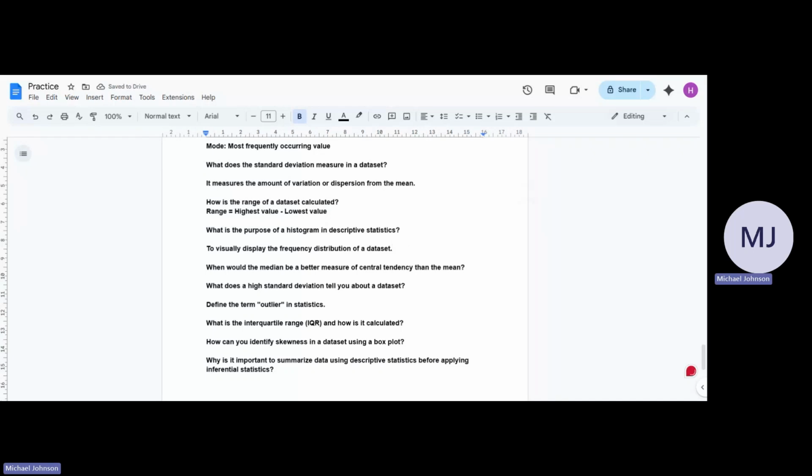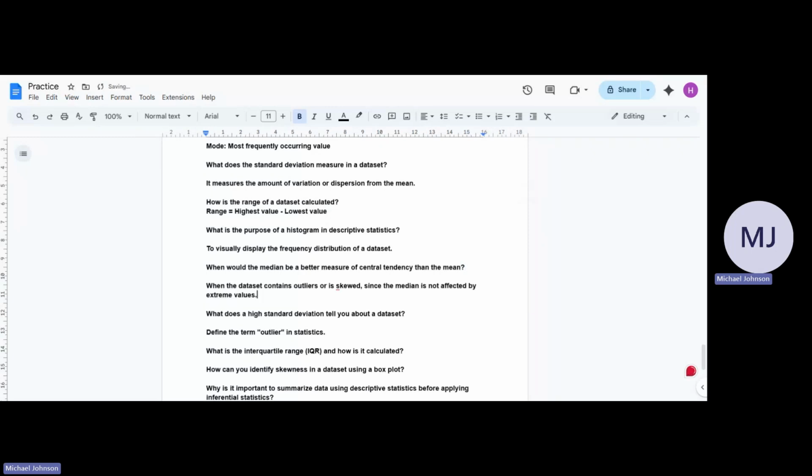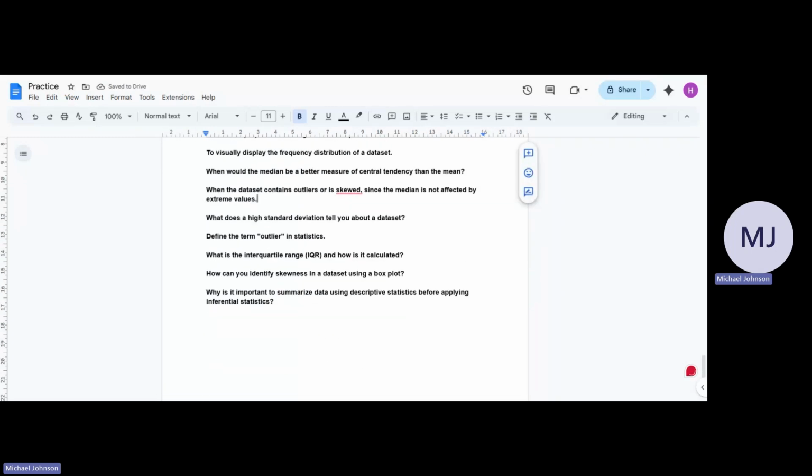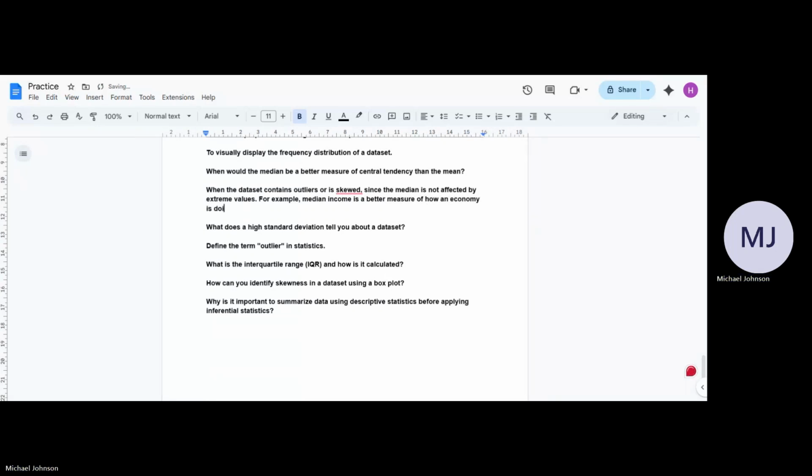When would the median be a better measure of central tendency than the mean? So in this case, it would be when the data set contains outliers or is skewed, since the median is not affected by extreme values. So, for example, median income is a better measure of how an economy is doing because average income is skewed by outliers.